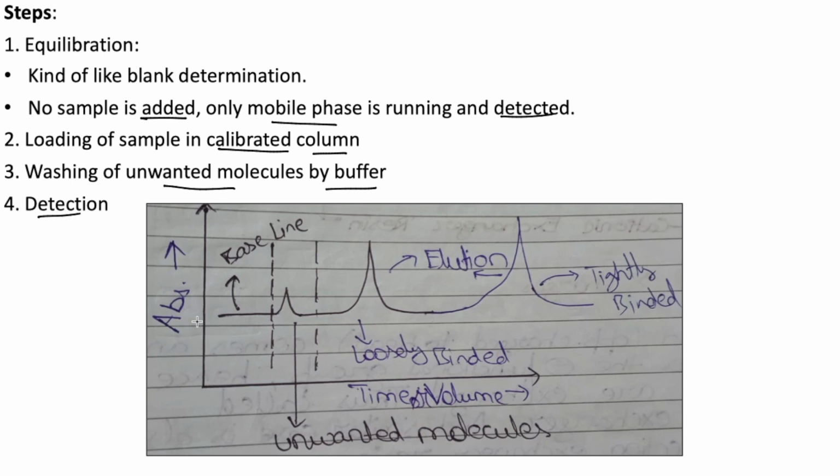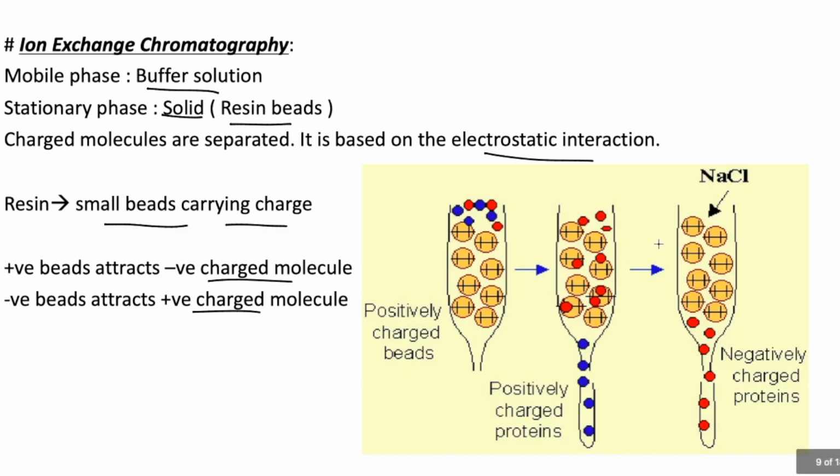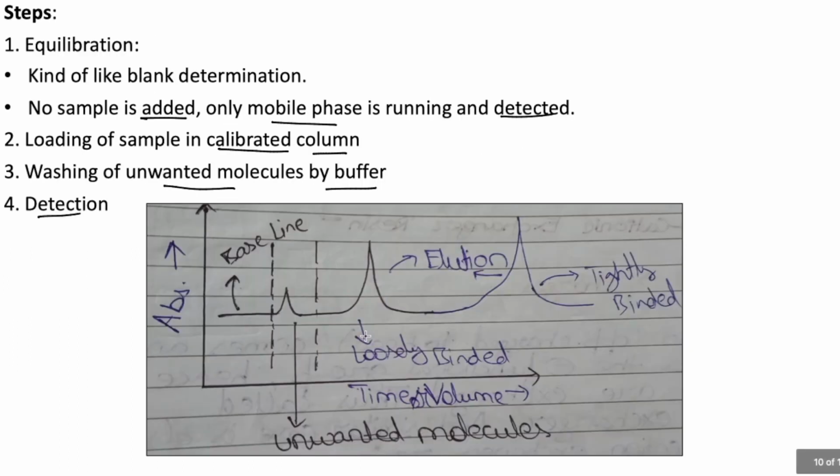So the absorption is plotted. This whole ion exchange chromatography is connected to a computer, and all the data is plotted over there, in your system or in your computer. Absorption versus time is plotted. You can see that this is the baseline. Once the column is equilibrated, then you will get a peak. These are all unwanted molecules.